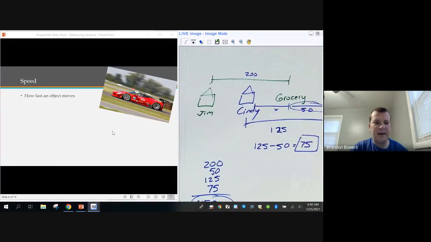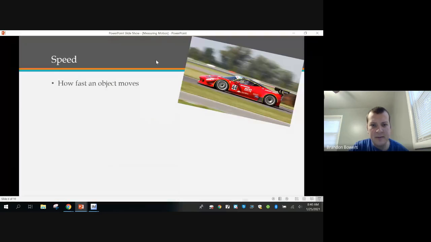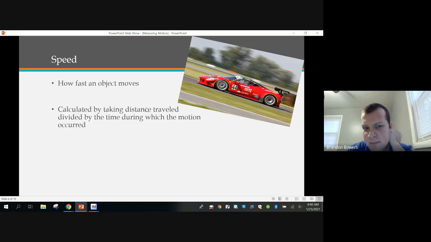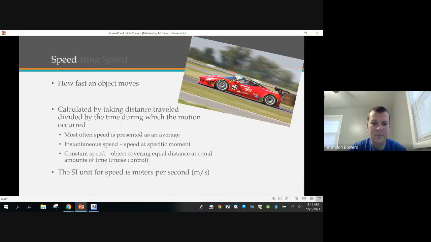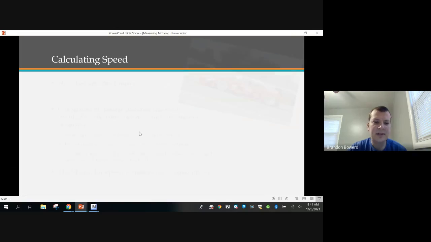So let's check this out. Speed. Now that we know distance and displacement, what is speed? Speed is how fast an object moves. All right, I feel like we already know that. But we're going to use calculations to calculate speed. And the speed equation, oh, I guess we'll get to that on the next slide.